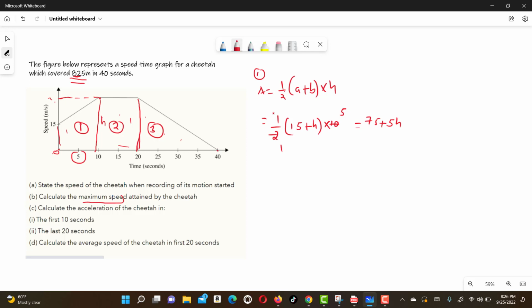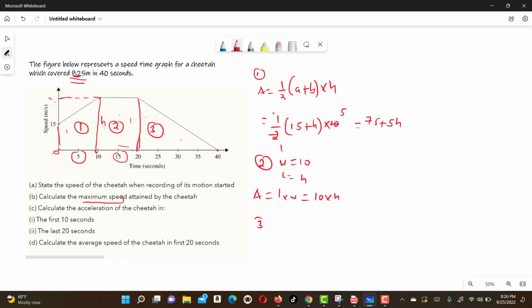Now we come back to the area of 2. The area of 2 is a rectangle with length h. The width of the rectangle is from 10 to 20, so the difference is 20 minus 10, which means the width is 10. The length of the rectangle is h, which we don't know. The area of a rectangle is length times width. This gives us 10 times h.